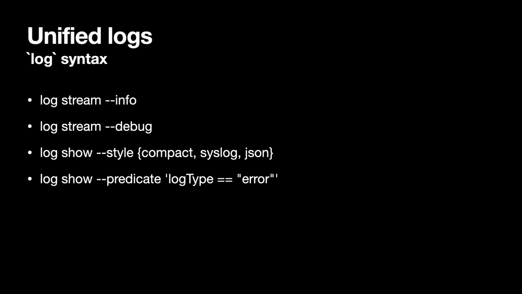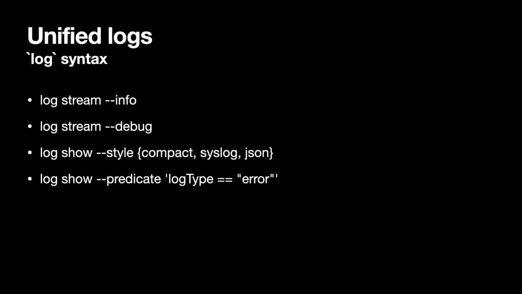Syslog will be familiar to people who are used to the old ASL and syslog style logging. And then JSON is very useful because it's structured data. You can pipe that into some other process to do manipulation on there. And it includes all of the keys. There's more. You don't even see everything in the output. There's all kinds of stuff in there as well.